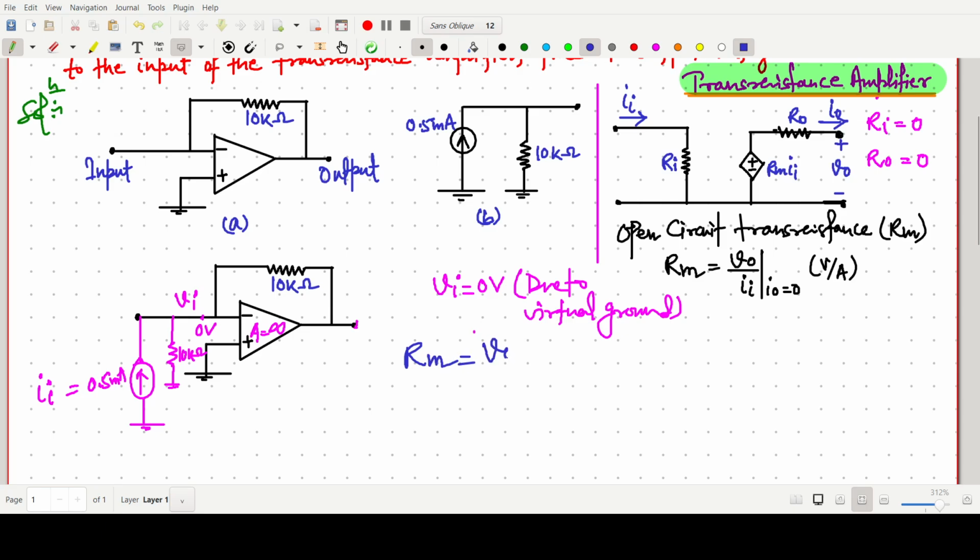So Rm value will be V naught by Ii, and this one is V naught. So this Ii will go like this. Now this voltage is 0 volt and this one is 0 volt, so the current in this will also be 0 ampere. So this Ii will go like this and it will go like this. And in this one also the current will be 0. So this same Ii, the current source gives 0.5 milliampere, goes like this. So Ii will flow like this.